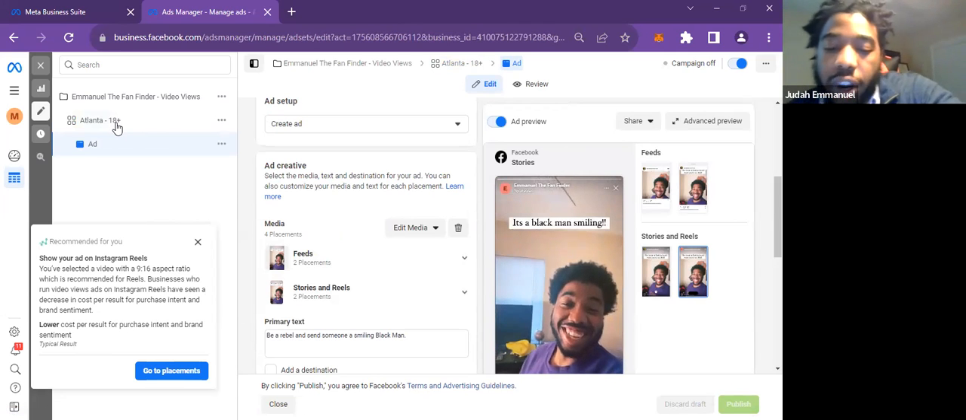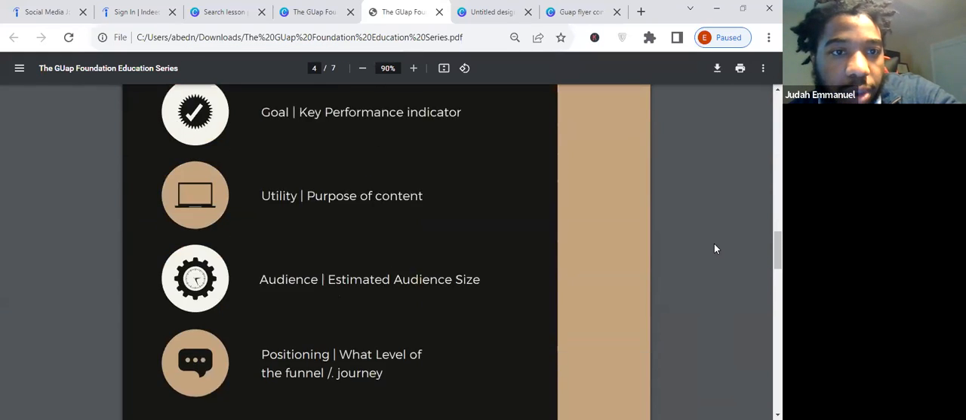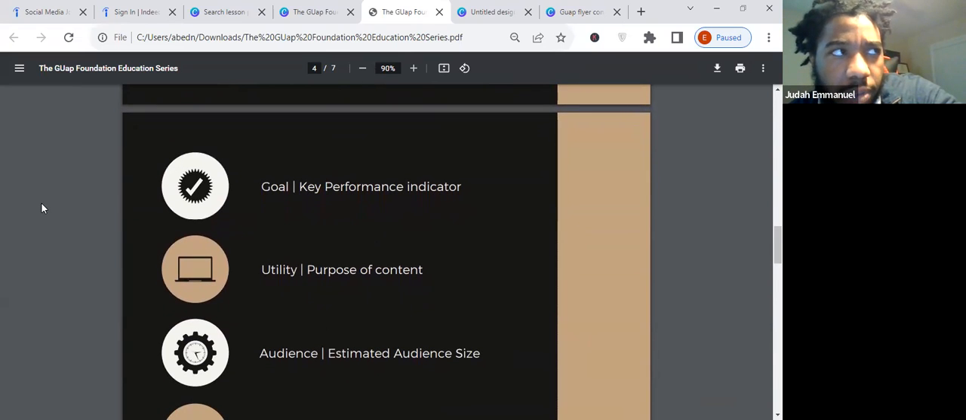So earlier for awareness, when we talked about the goals for awareness, we talked about what we were measuring that stage by. For awareness, we were measuring it by video views and 3-second percentages, or 15-second video views.